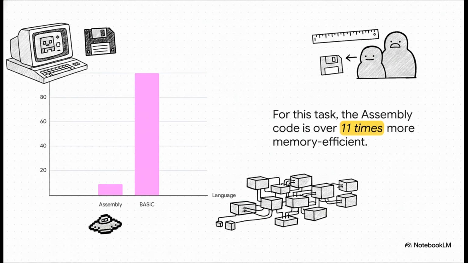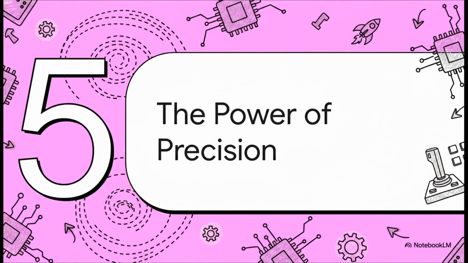When your entire world is only 64 kilobytes, a difference like that isn't just an improvement, it's the difference between a game that fits on the disk and one that doesn't. But this whole duel isn't just about saving space. That incredible efficiency, it unlocks a level of control and speed that BASIC programmers could only dream about.